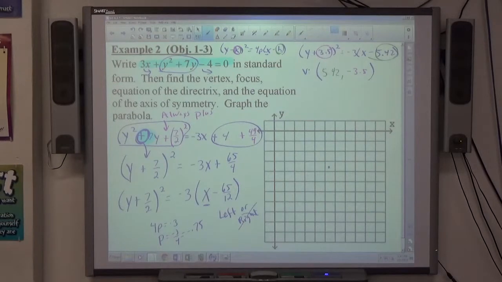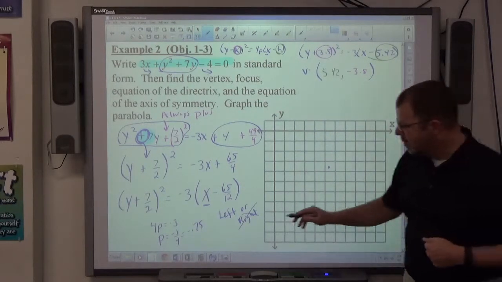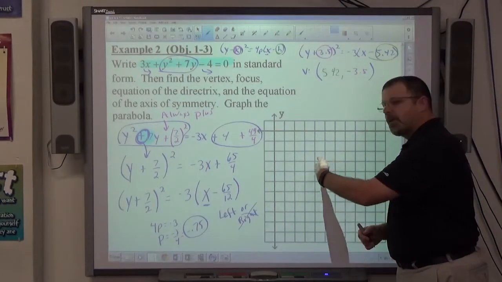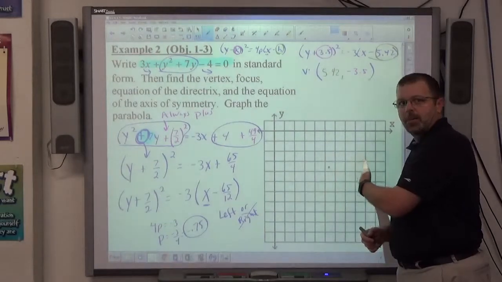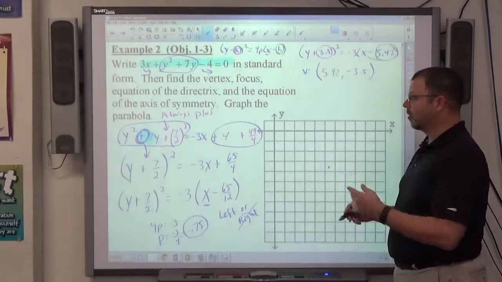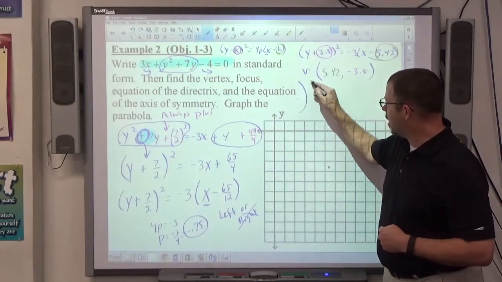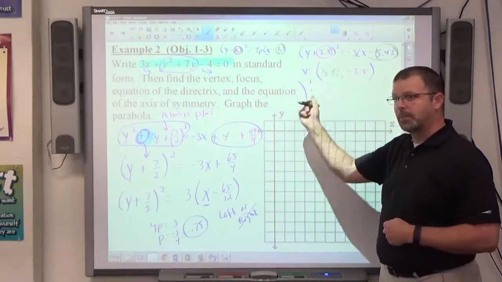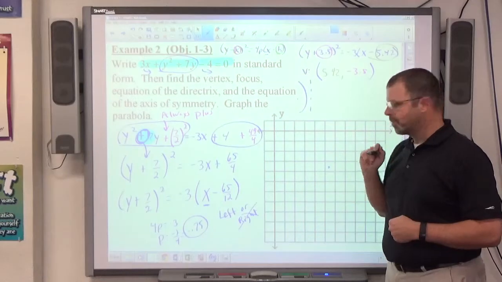Okay, so I plot the vertex. Next thing I do is identify the focus and the directrix. The focus and directrix are based on p's value, and p's value is negative 0.75. I'm going to go 0.75 to the left to get the focus, 0.75 to the right to get the directrix, right? Because again, I know what it's supposed to look like. There's my parabola. Focus left, directrix right. I'm going p spaces left and p spaces right to get those things, right?